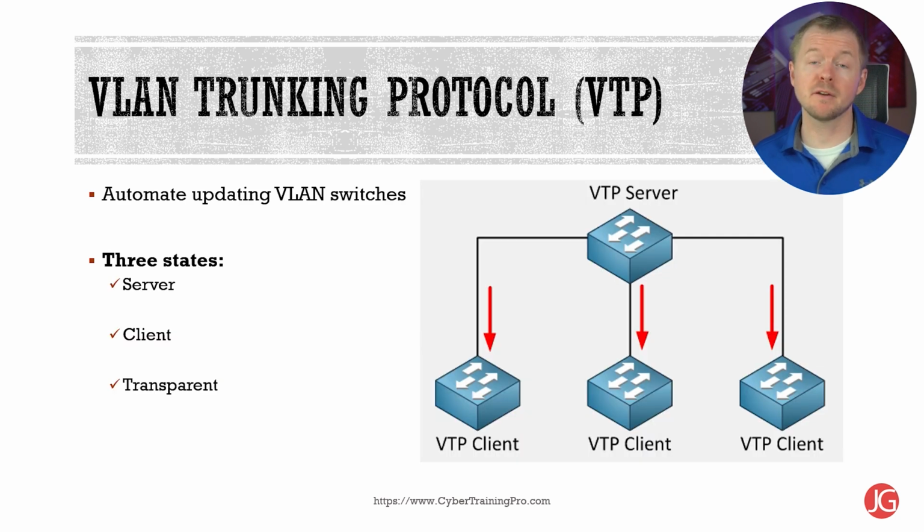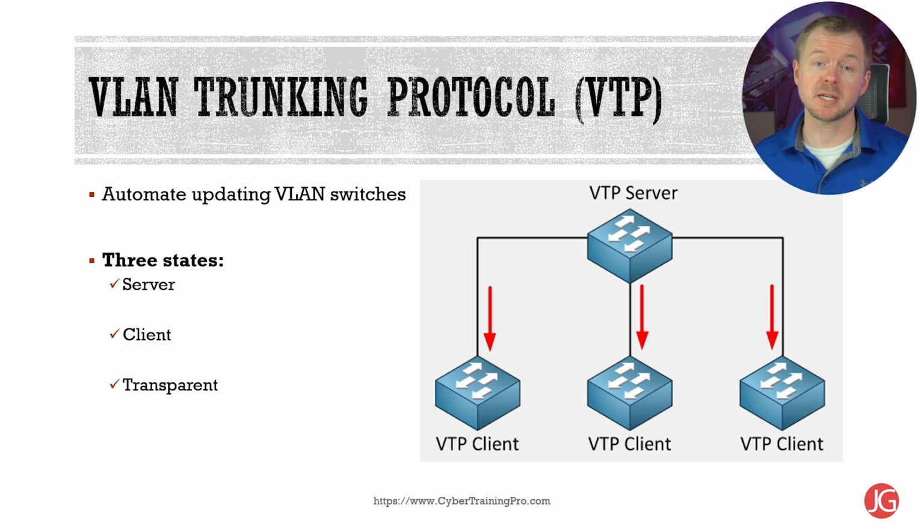Alright, so we know that we can configure ports and VLANs on different switches, but is that something that we want to manually do? Of course not. Luckily, Cisco has a proprietary protocol called VLAN Trunking Protocol, or VTP, that can actually automate the process of updating VLAN switches. VTP has 3 states that you need to know about and that can be set: server, client, and transparent. The big idea is that if you want to make a change on a VTP server switch, then all the connected VTP clients get updated automatically.